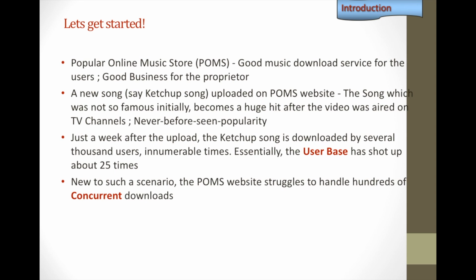So there was a site called POMS, a very good music download service for the users. But there was a new song called Ketchup Song, which was uploaded on the POMS website, and it was not famous initially, but after some time it became a huge hit, and the video was aired on TV channels, and it got never-seen popularity. So just in a week, the song was downloaded thousands and thousands of times, which actually resulted in the crash of POMS.